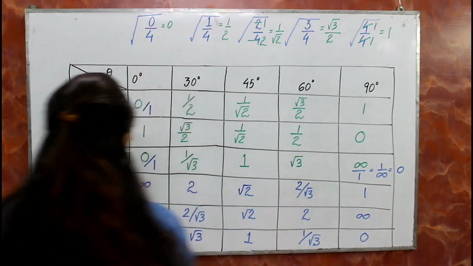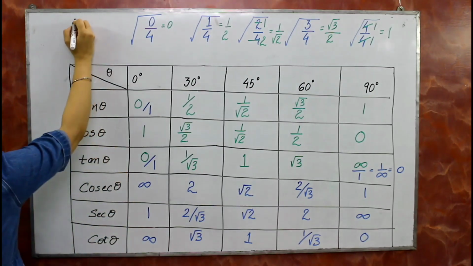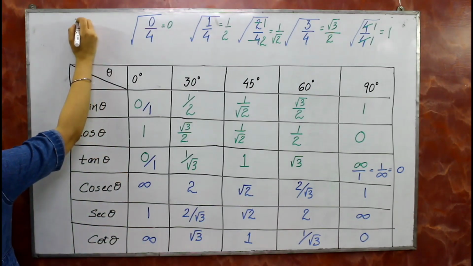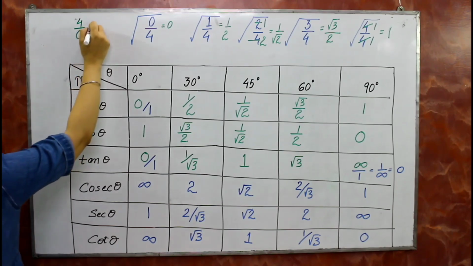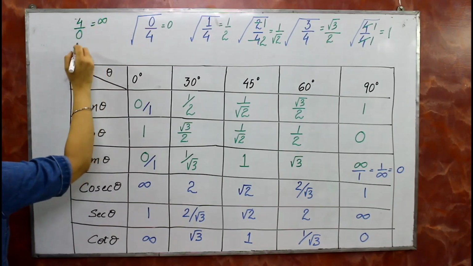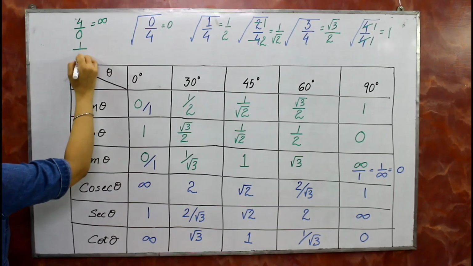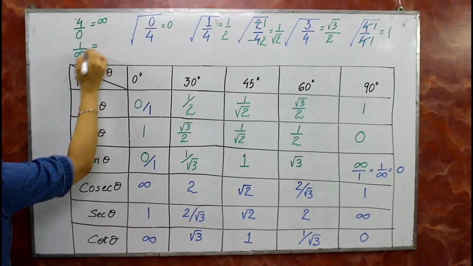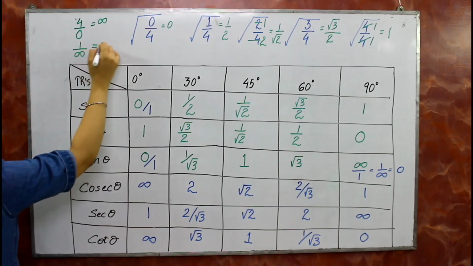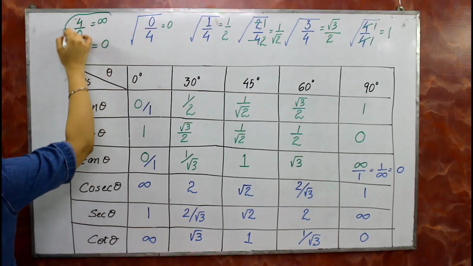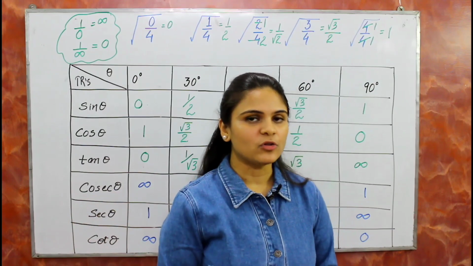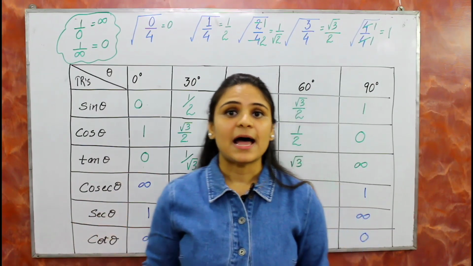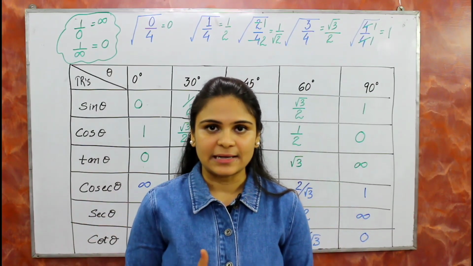There is a thing which you need to remember. Any number having denominator as 0 is not defined. Also, any number having not defined in the denominator is 0. So this way you can learn the values of trigonometric ratios, but you need to practice it at least 2 to 3 times.